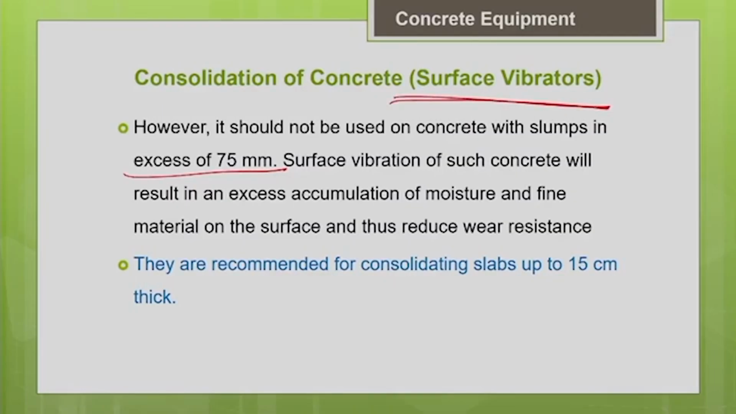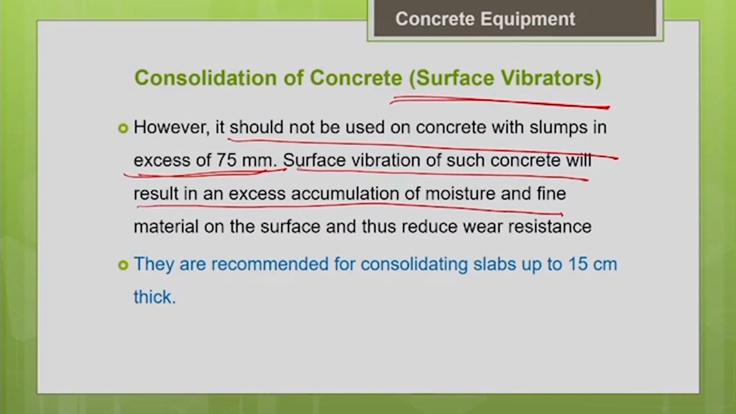That is why we are not supposed to use surface vibrators for concrete with a high workability above 75 mm. Surface vibration of such concrete will result in excess accumulation of moisture and fine material on the surface. That is segregation, the separation of water and fine paste on the top surface of the concrete. It will reduce the surface strength and the wear resistance of your slab.